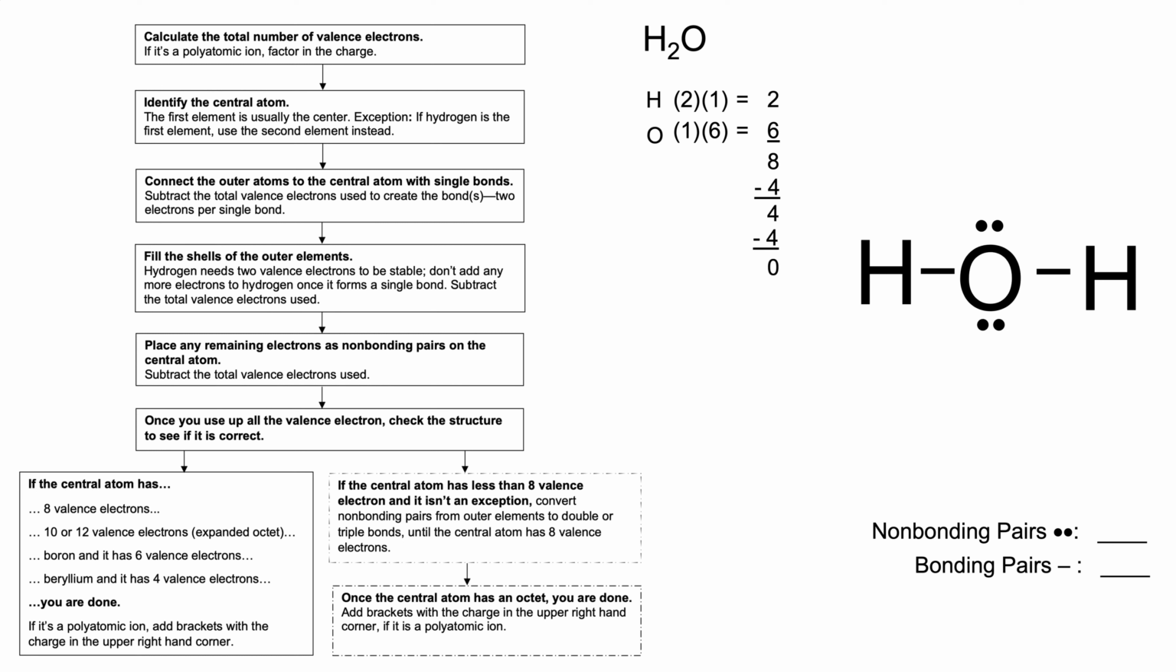I now have used up all of my valence electrons, so now I'm going to check the central atom. Oxygen has 8 valence electrons. It's following the octet rule, so this Lewis structure is done. There's 2 non-bonding pairs and 2 bonding pairs. 2 plus 2 gives me 4, times 2 gives me 8. It matches how many valence electrons I needed to place in the Lewis structure for H2O.